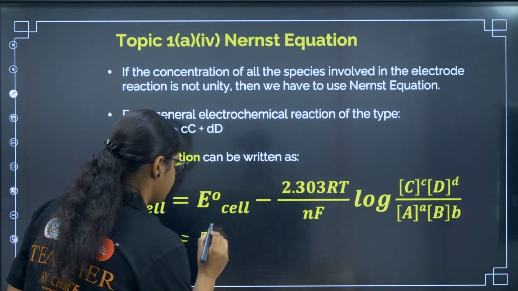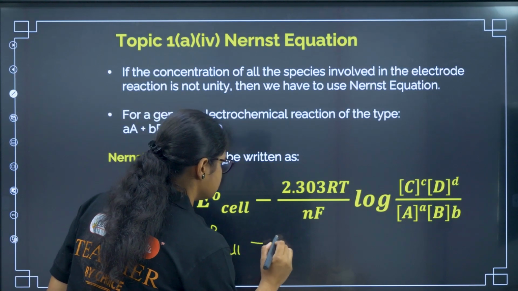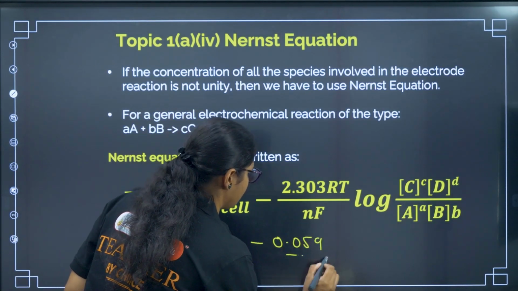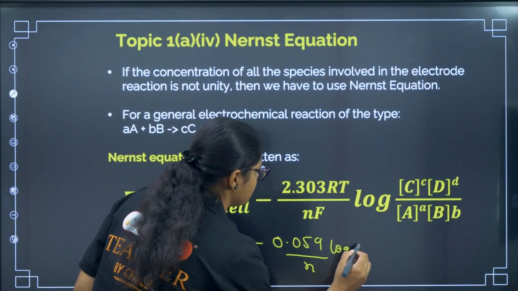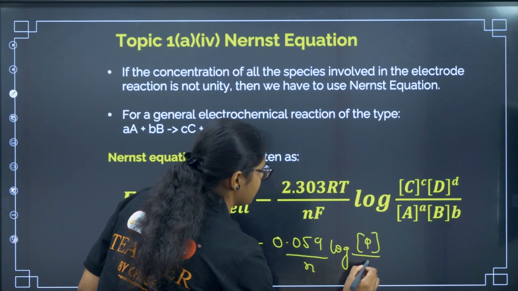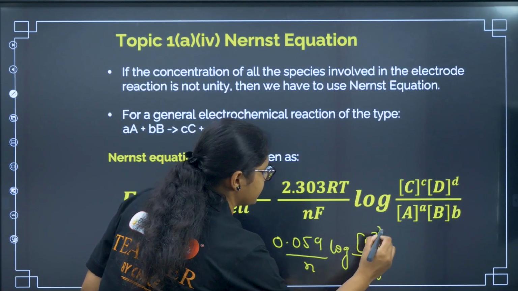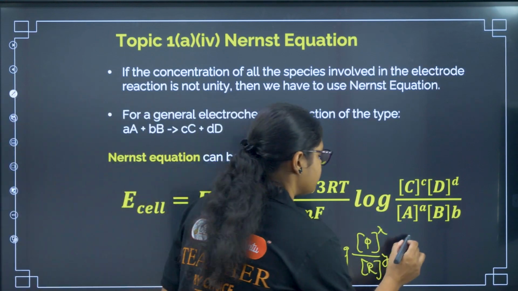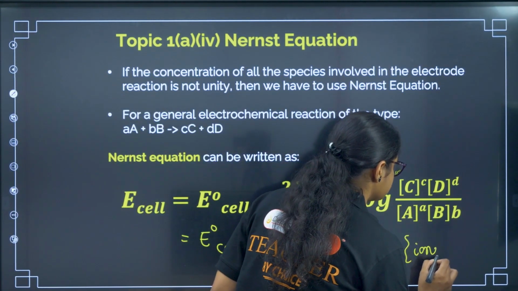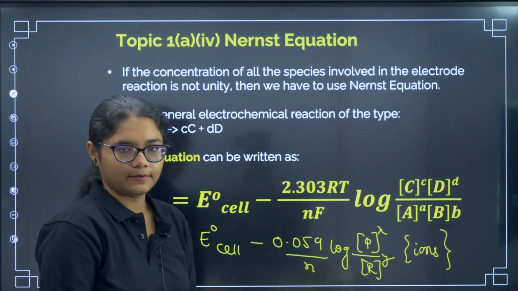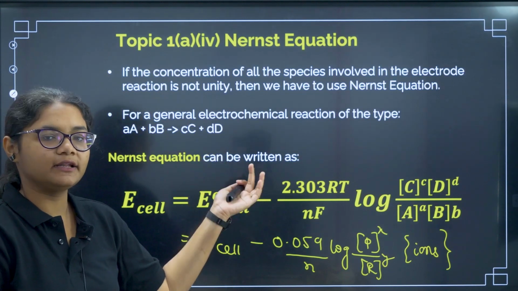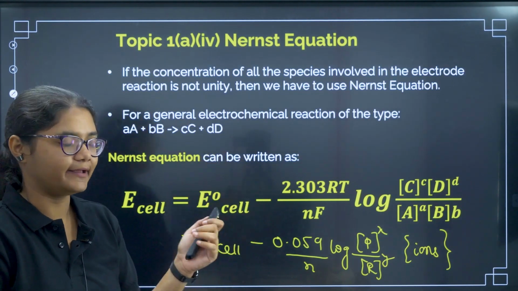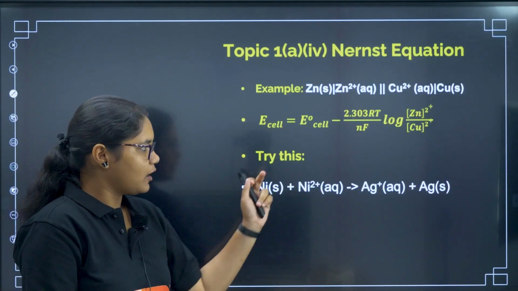So we can write this equation as E0 of the cell minus 0.059 by n log of product concentration divided by reactant concentration raised to the power of their stoichiometric coefficients. Here one thing you have to keep in mind is only ion concentrations should be taken, because the conductivity of the solution is because of the ions. Now I'll give you an example of how to write it.